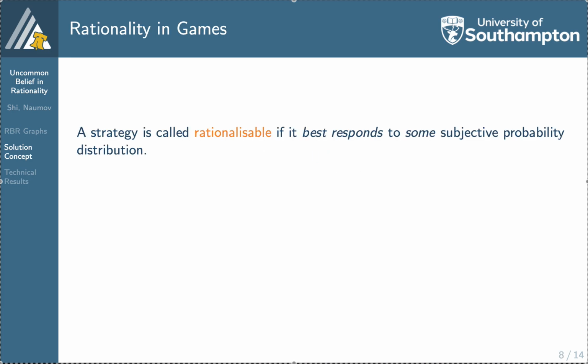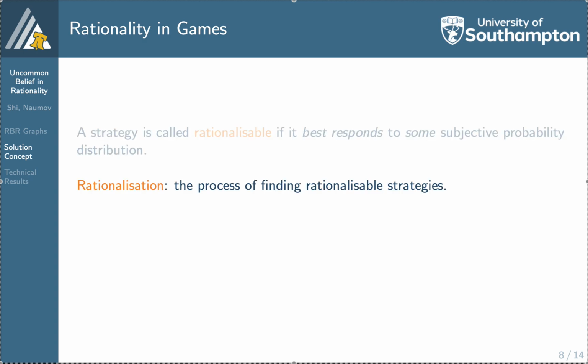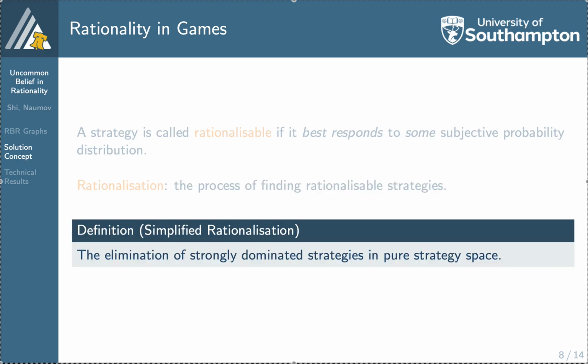In this way, a strategy is called rationalizable if it best responds to some subjective probability distribution. The process of finding rationalizable strategies is called rationalization. In this paper, we simplify the definition of rationalization as the elimination of strongly dominated strategies in pure strategy space. We have a deeper discussion about this simplification in the paper.